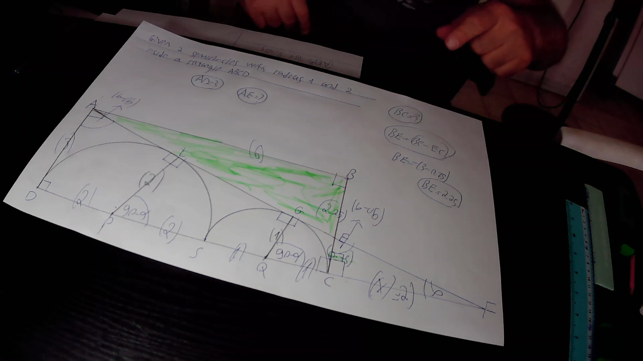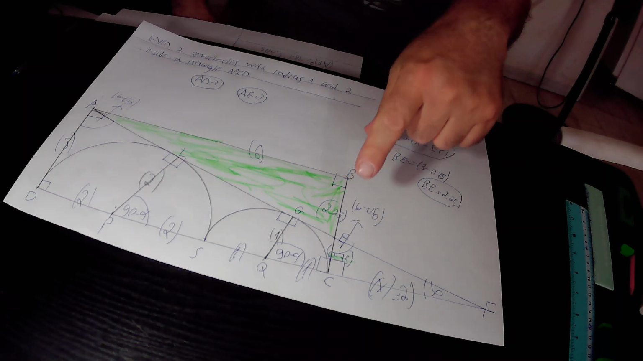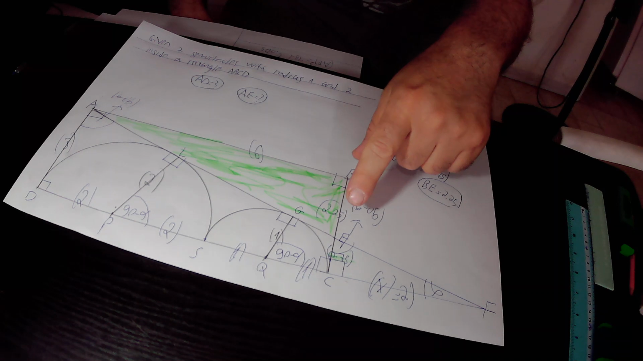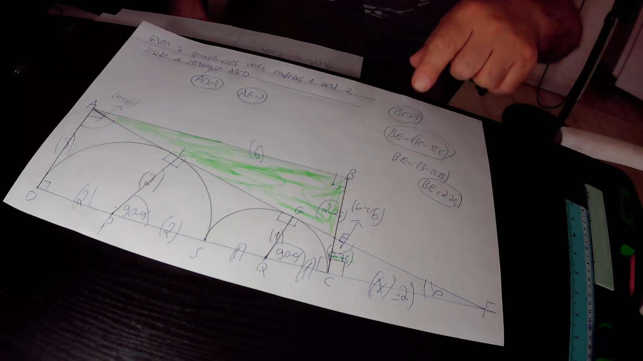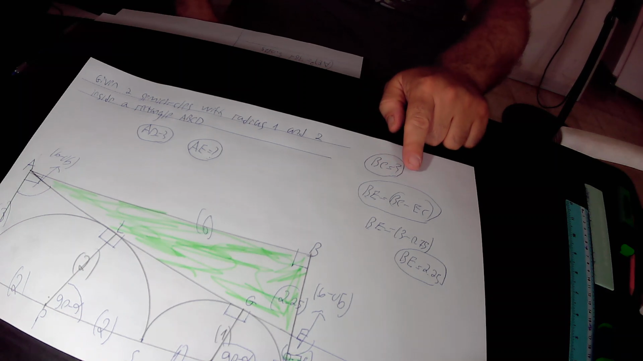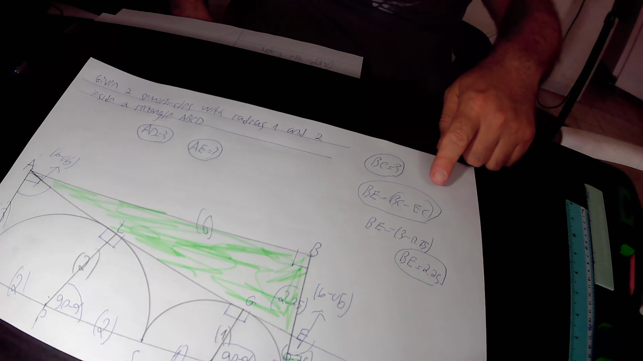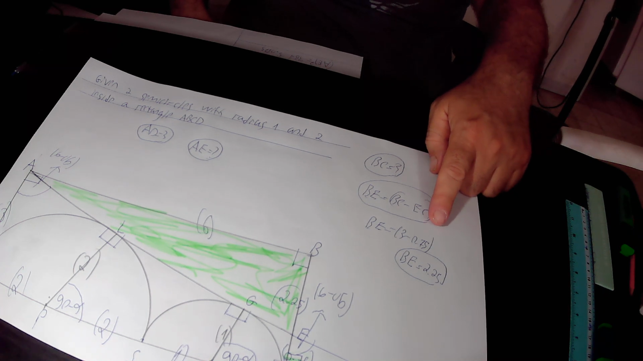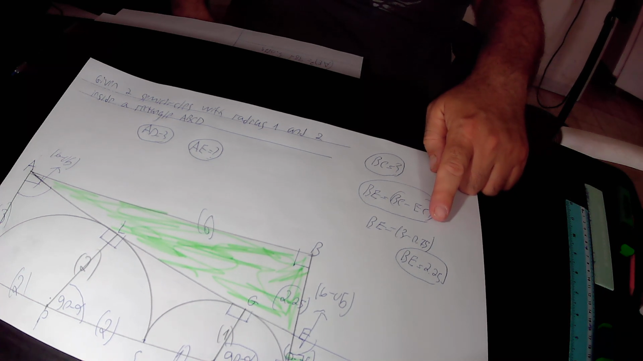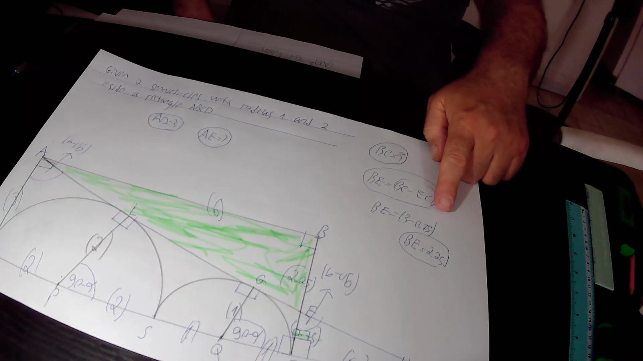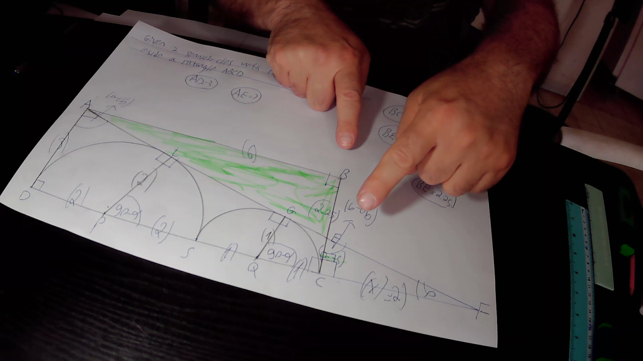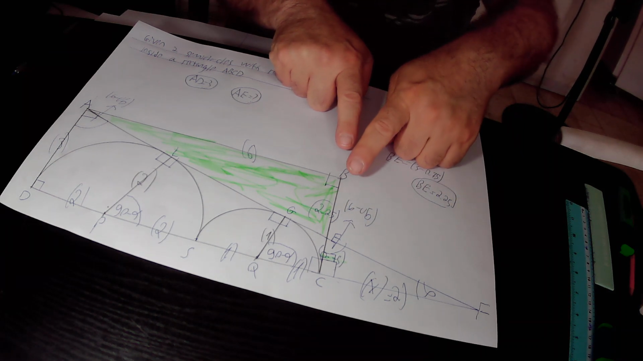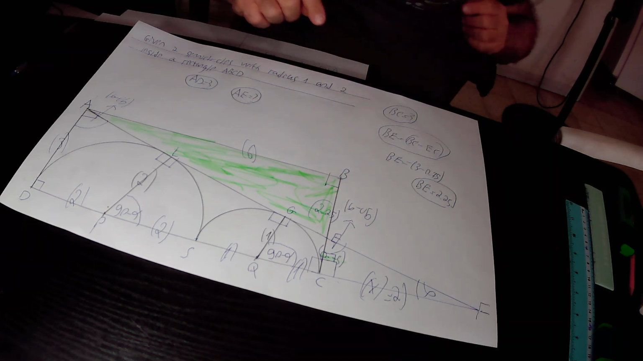What is the length of the missing side BE? BE equals BC minus EC. So BE equals BC, that is 3, minus EC, that is 0.75. So in total, BE equals 3 minus 0.75, that is 2.25. Repeat again, the missing side BE equals 2.25 units in length.